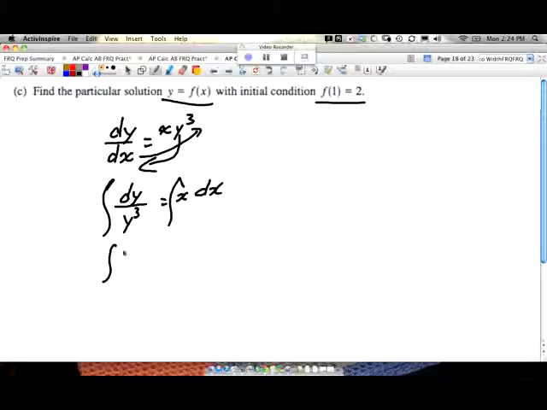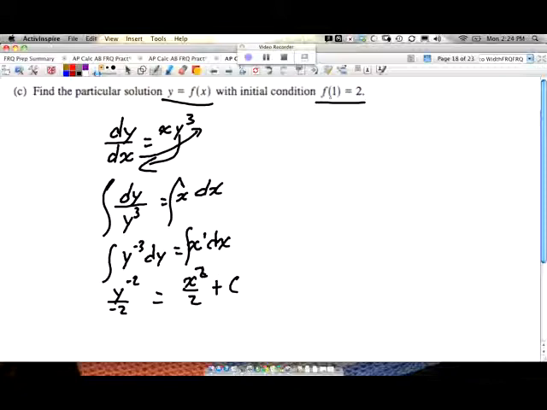That's like saying the integral of y to the negative 3 dy equals the integral of x to the first dx. The right side, x squared over 2. No problem. Left side, add 1 to the negative 3, get y to the negative 2 over negative 2 equals this, and we've got to put a plus c in here somewhere.